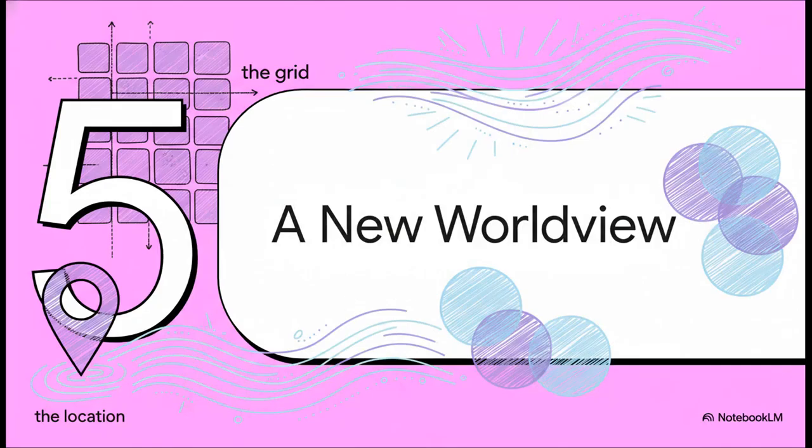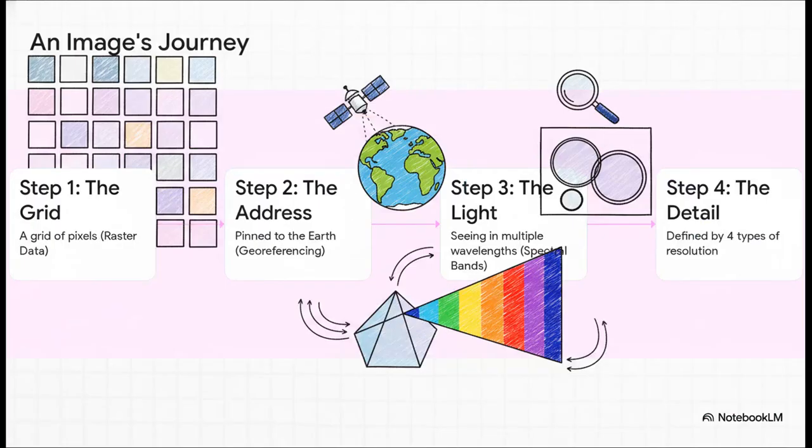So when you put all of these pieces together, the grid, the location, the invisible light, and these 4 dimensions of resolution, you get something that is so much more than a picture. What you get is a completely new worldview. Let's just quickly recap the journey of one of these images. It starts as this structured grid of data. Then it gets precisely located in space. It captures information from all across the light spectrum, and it's defined by all these different layers of resolution. And the result? It's one of the most powerful tools we have for measuring and understanding our changing planet.